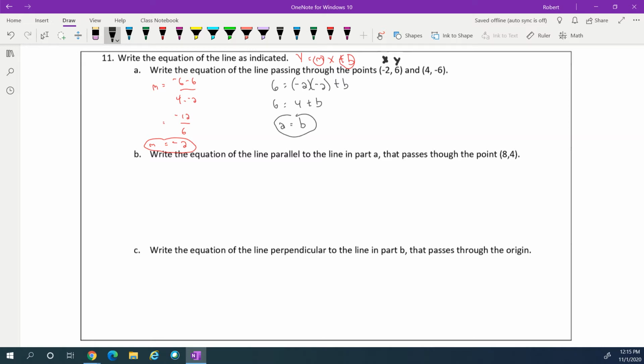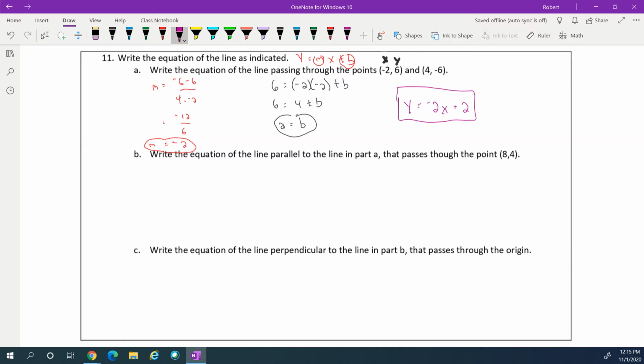So finally, we're just going to take our m and our b, and we're going to write the equation filling them in. Y equals m was -2, x, and then our y-intercept, b, was +2. And we have the equation of the line.